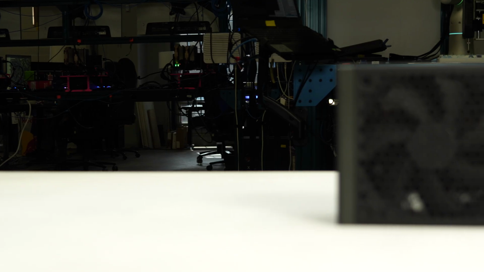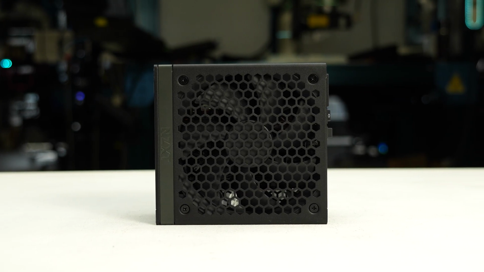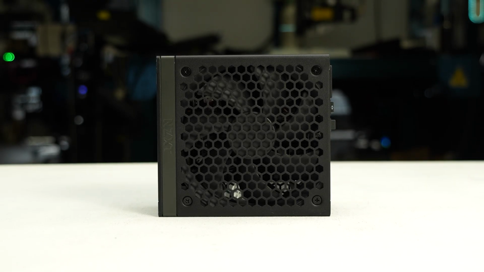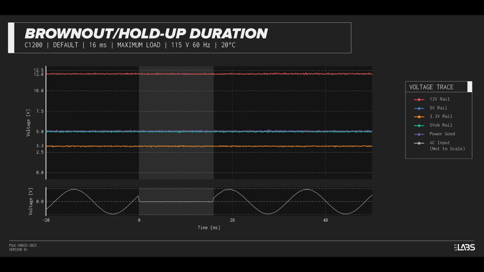We test a power supply's resilience to momentary power dropouts and ripples using our brownout test that interrupts the input power for a few milliseconds. This allows us to measure how long of a power dropout the sample can sustain without interrupting the output power. The C1200 Gold was measured to withstand a 24 millisecond dropout at full rated load for both 115 volt and 230 volt inputs. This is high and is a good option if power reliability is an issue.